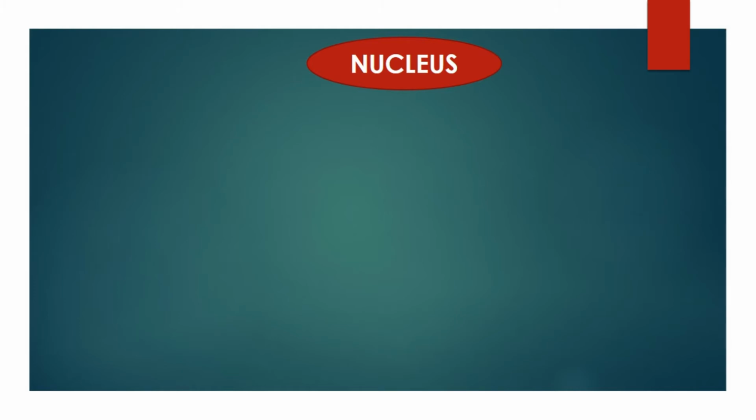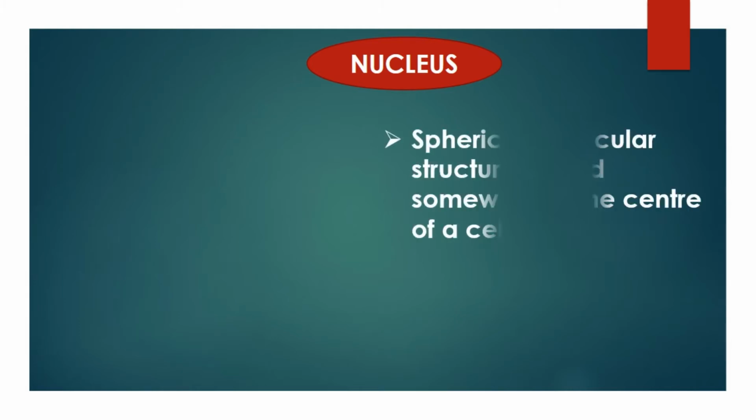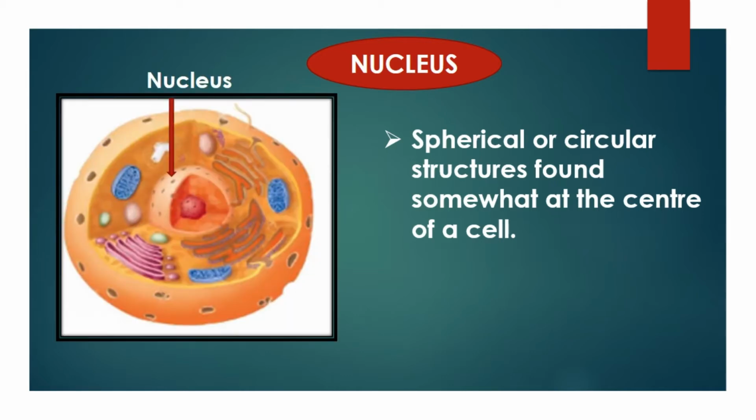What is the shape of nucleus? Nucleus is usually spherical in shape and is located somewhat at the center of a cell. More correctly, this organelle is located somewhat at the center of an animal cell. Then what about in plant cells?